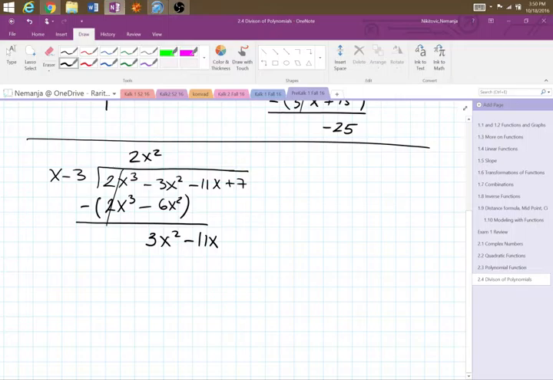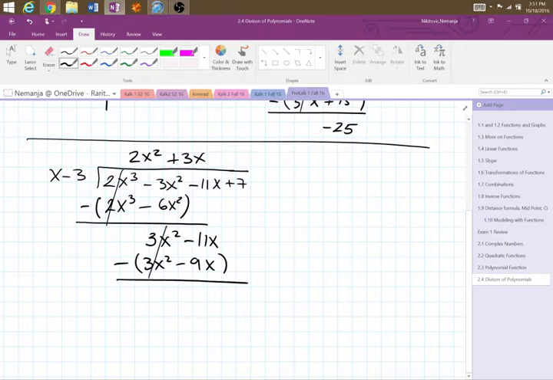So now, I ask myself again, how many times x goes into 3x squared? I can do it on the side, 3x squared divided by x. These guys cancel, and I have positive 3x. All right, positive 3x. So what I do now is I multiply 3x back. I get 3x squared minus 9x. Put in parentheses and subtract again.